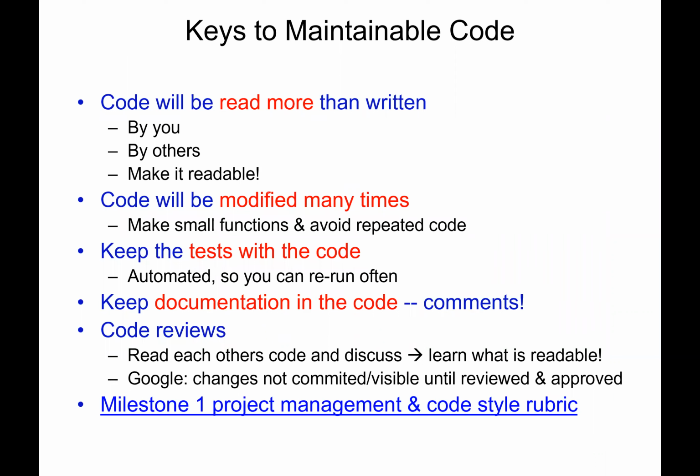Okay, so the key to maintainable code is to remember that code's read many more times than it's written. So you have to make it readable. And it's read by other people than you. Code is going to be modified a lot. To make it easier to modify, make lots of small functions, avoid repeated code. Keep your tests with the code. So in this course, we're showing you test-driven development by having lots of unit tests that you run all the time. That's the way you want to keep your code working. Have automated tests that are easy to run.